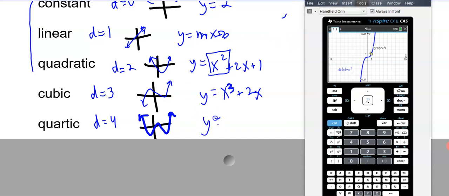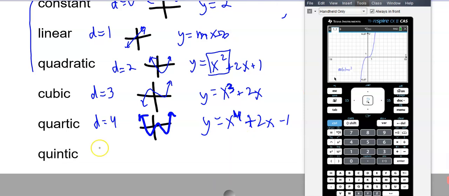The equation might be y equals x to the fourth, plus 2x minus 1 or something. It doesn't have to go down by degree of 1, but that large degree term would be x to the fourth. And finally, quintic is degree 5. You don't see a ton of these, but you might.